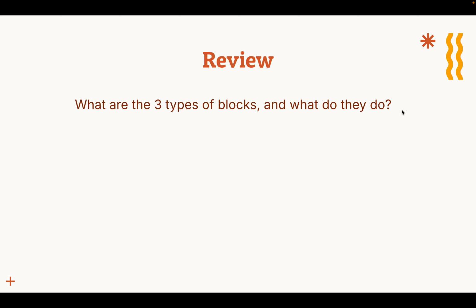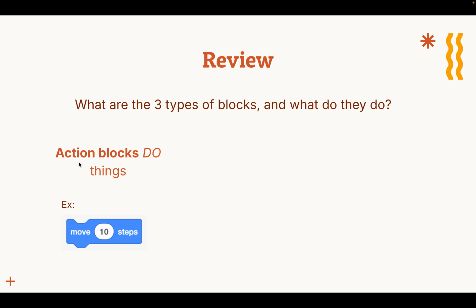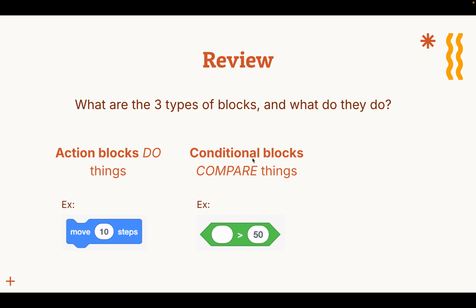Okay, let's go over the answer for this question. The first type of block is the action block, and action blocks do things. An example of this is the move 10 steps block. The second type of block is the conditional block, and conditional blocks compare things. An example of this is this block over here, which compares 2 values to each other, checking if the value on the left is larger than the value on the right.